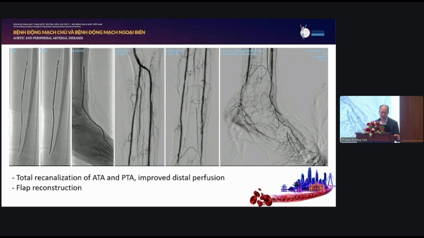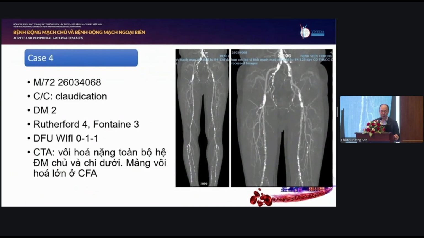The last case is about a new procedure for us. We just did it early this year, and we would like to share it with you guys. This is a male patient with diabetes. He has a Rutherford 4, but still the DFU is not so bad.